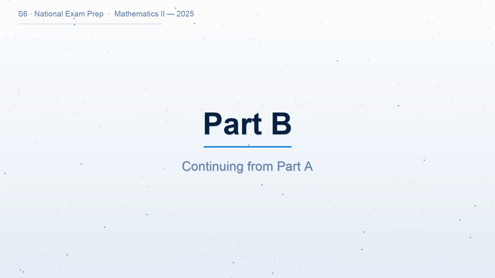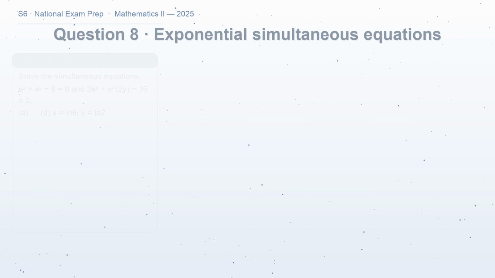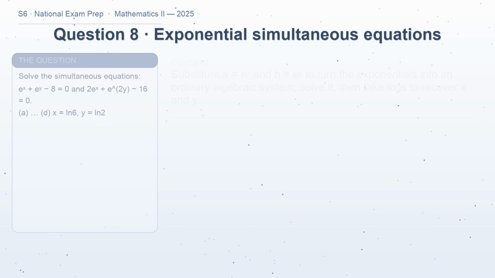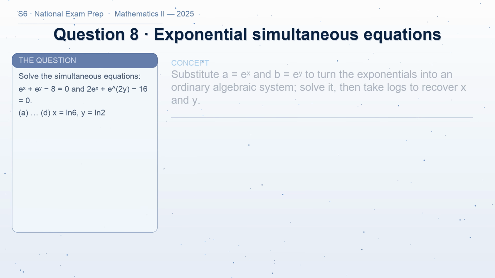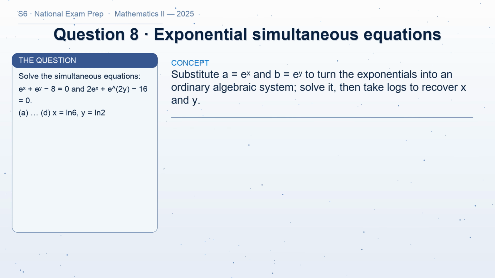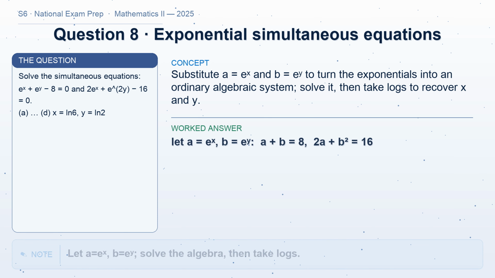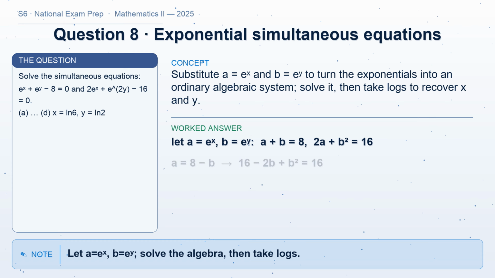Let's continue. Question 8. Solve the simultaneous equations e to the power x plus e to the power y minus 8 equals 0 and 2e to the power x plus e to the power 2y minus 16 equals 0. The trick is to substitute. Let a equal e to the power x and b equal e to the power y. Then the equations become a plus b equals 8 and 2a plus b squared equals 16. Note that e to the power 2y is b squared.